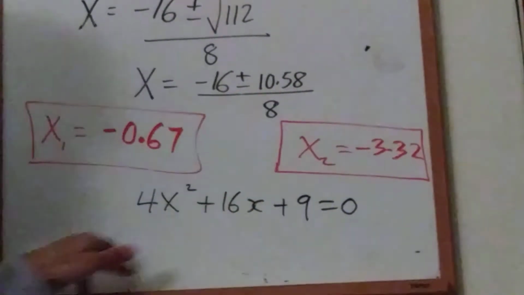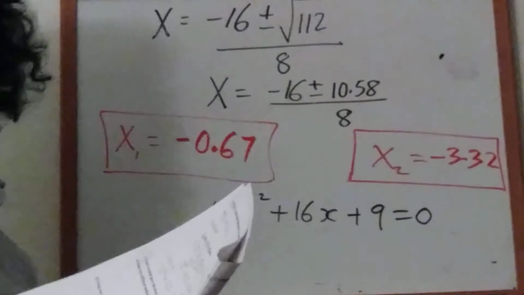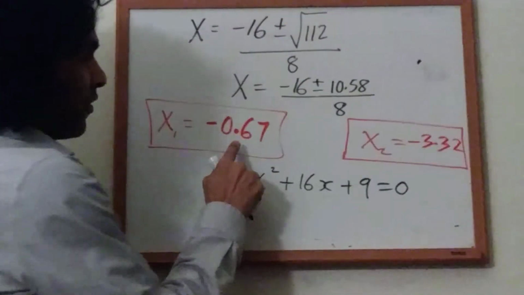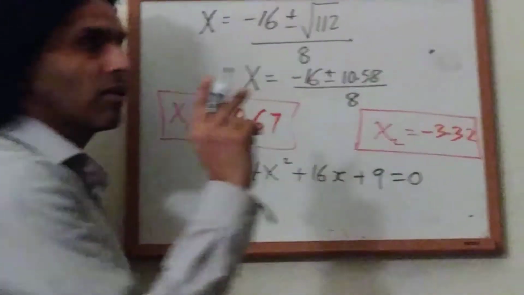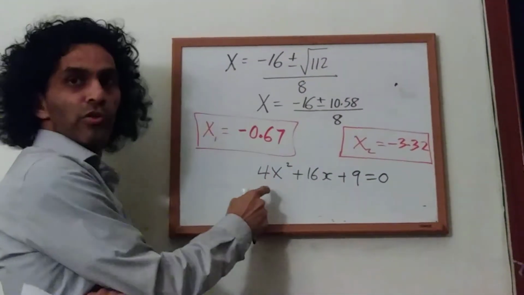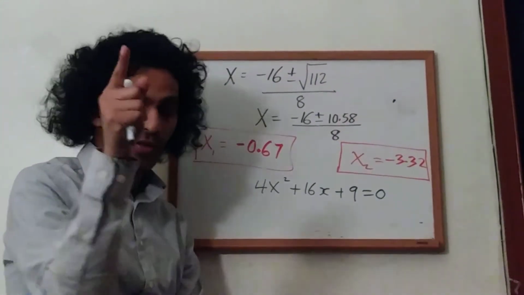Now clearly, this equation could not be factorized. How do you know it cannot be factorized? Because whenever you factorize a quadratic equation, the numbers will have to be actual whole numbers, integer values, all right? Now, there's another method you can use to solve this quadratic equation, and that is called completing the square.